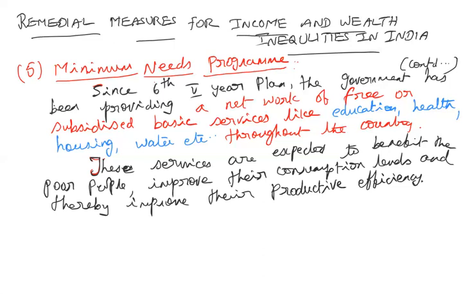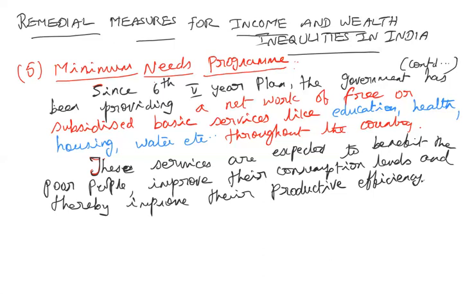They will start working, their productive capacity will increase, they will start getting more and more income, and slowly the income inequalities in the country will decrease. Okay, so that is the idea for providing the minimum needs program.